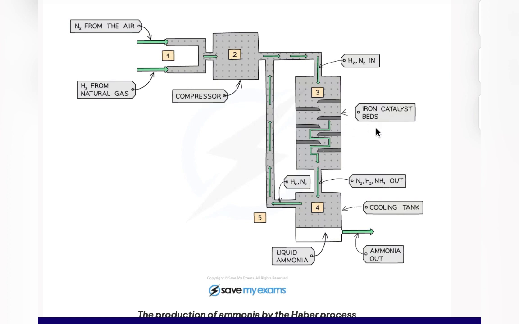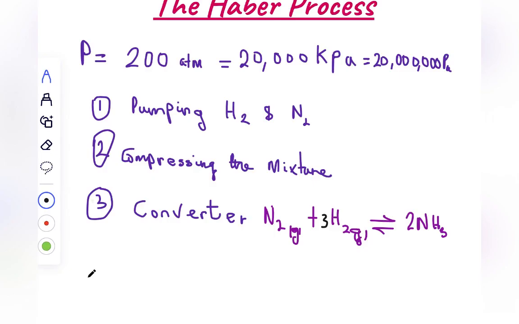Iron is used as a catalyst in the Haber process in making ammonia, and it is seen here as a catalyst. When that happens, it produces ammonia. Now, this ammonia that is produced is sent to a cooling tank. That's step 4: the ammonia produced in stage 3 is sent to a cooling tank.